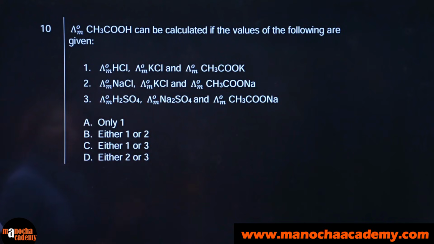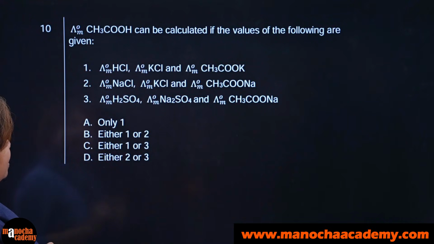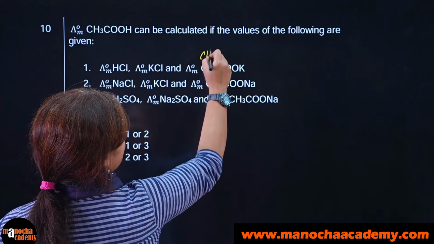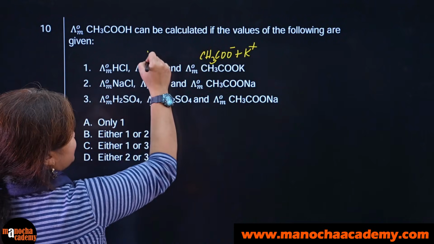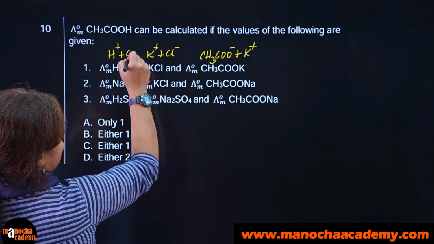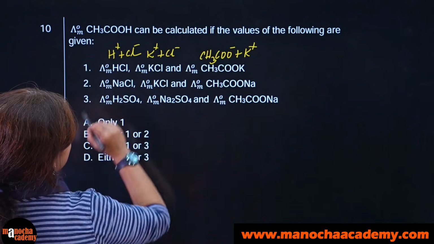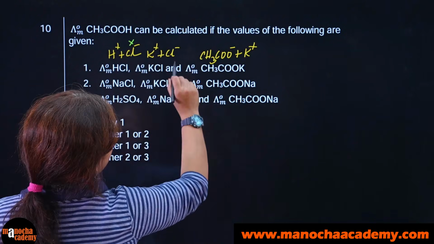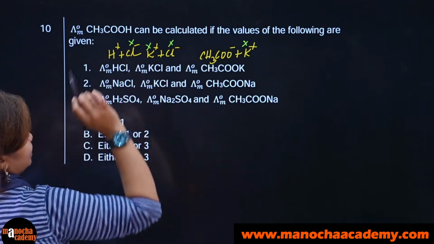Okay, now this is coming from limiting molar conductivity. Lambda M0 of acetic acid can be calculated from the values of the following. We know that. Yes, from here we are getting CH3COO minus plus K plus, right? Here the K plus plus Cl minus, and here H plus plus Cl minus. So we can understand that this Cl minus gets cancelled, this K plus gets cancelled, so CH3COO minus H plus is remaining.